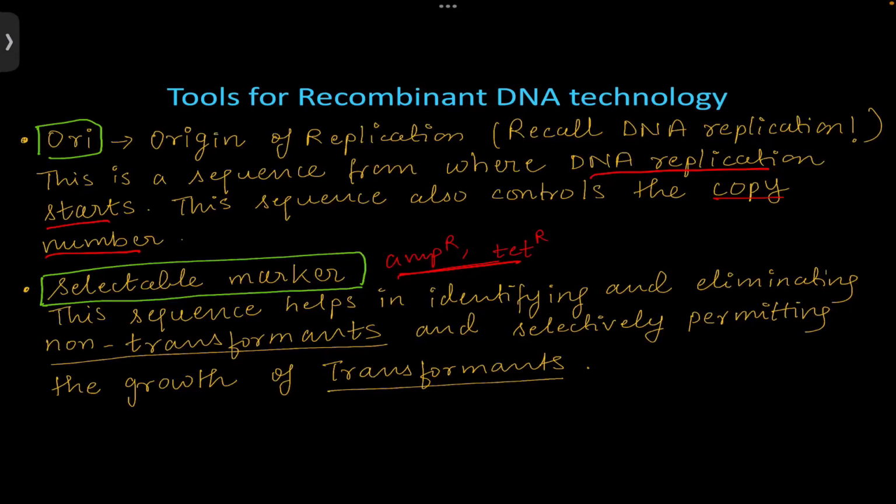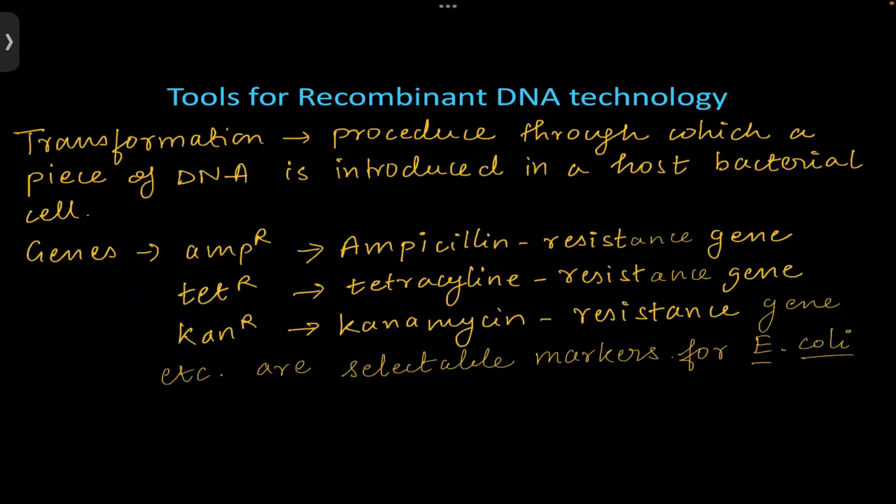Now there are selectable markers which also help in identifying the cells which are carrying your recombinant DNA from the cells which are not carrying your recombinant DNA. So that is also possible. You will understand this much better in a subsequent discussion.